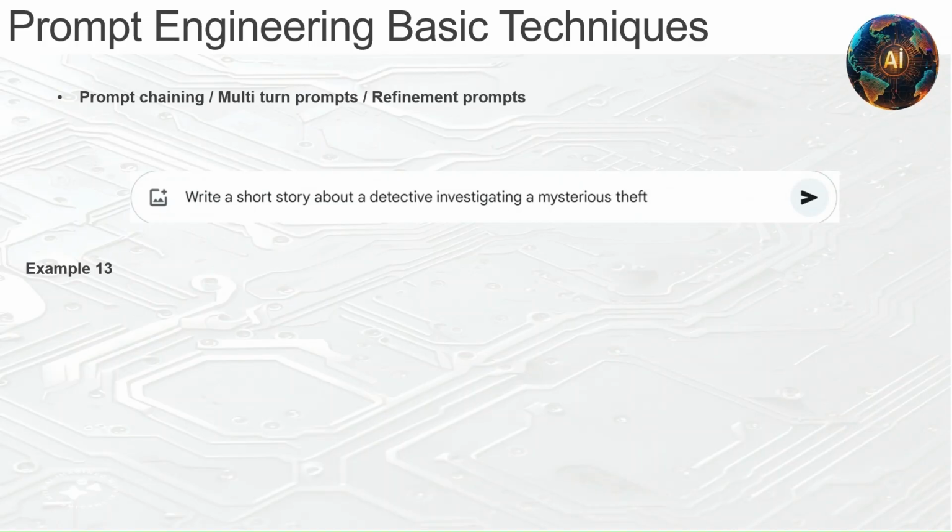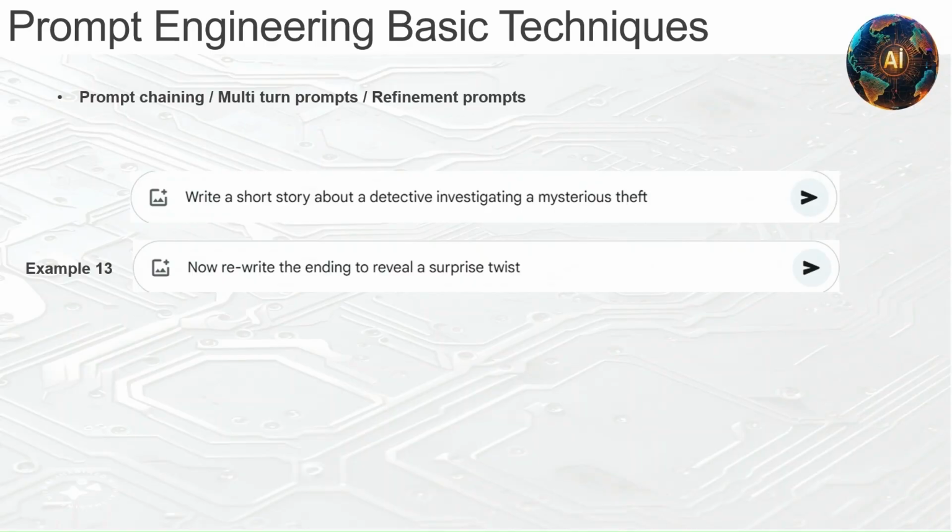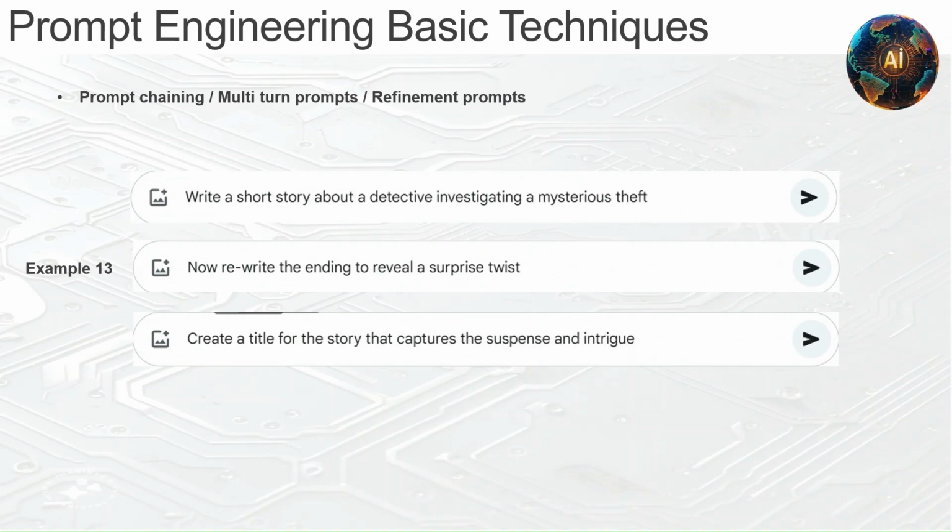Then, once the LLM comes back with the completion as the first draft, we ask the LLM to rewrite the ending to reveal a twist. And then finally, we ask the LLM to create the title of the story. This way, we are iteratively building up on the LLM's output and getting to a better and more precise final output.